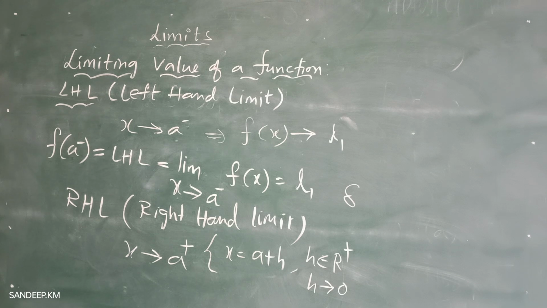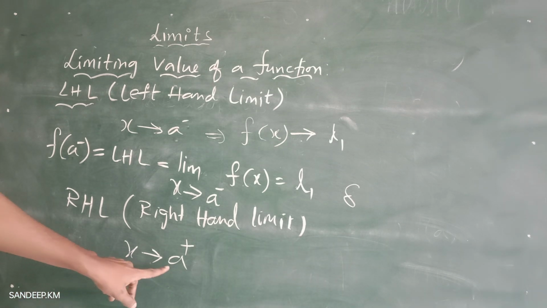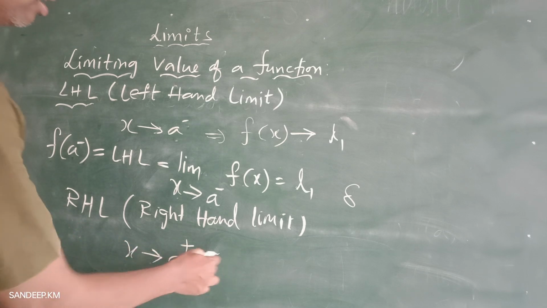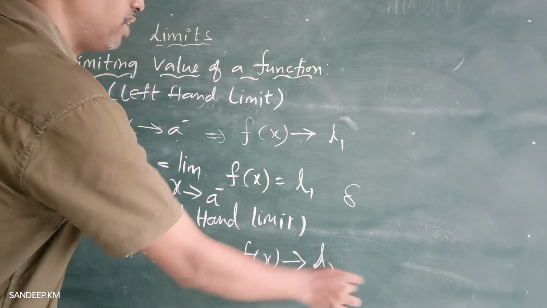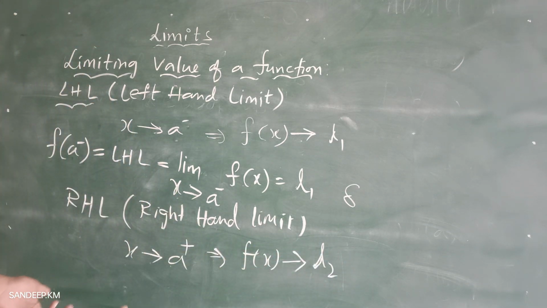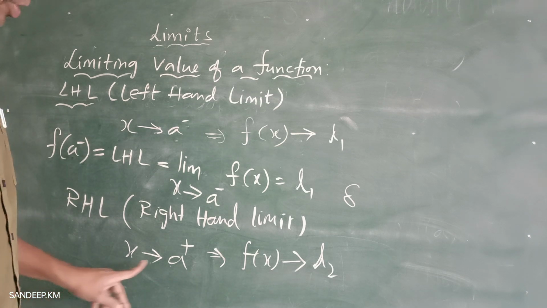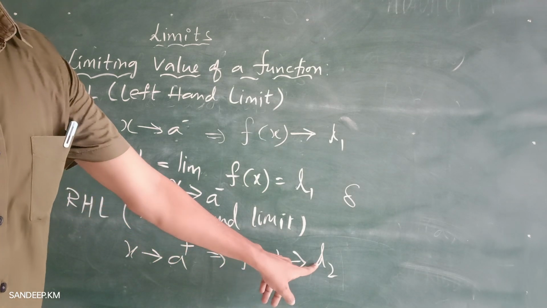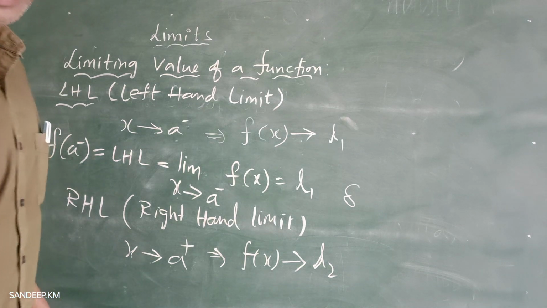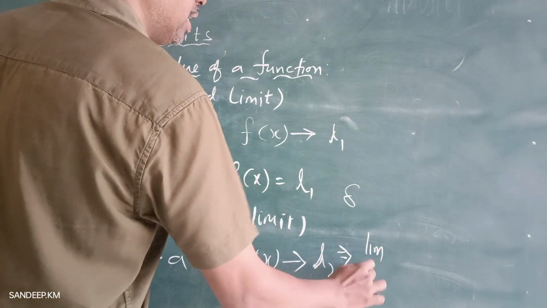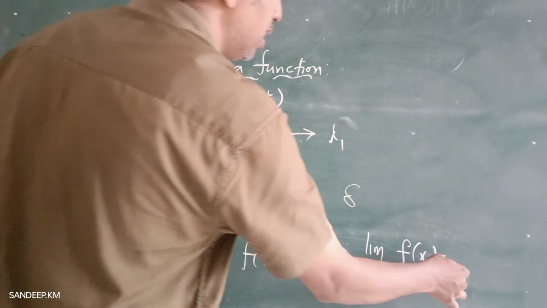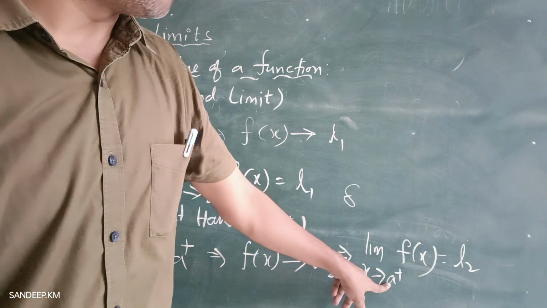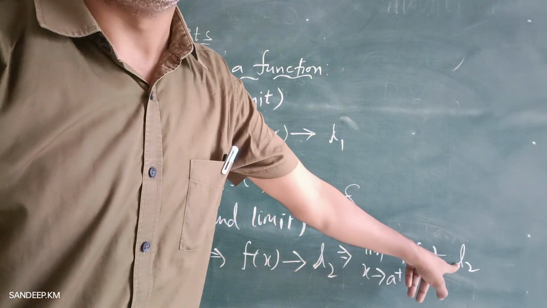Let us see what is right hand limit. When x is approaching a from the right side, then the function f of x also approaches some number. Let that number be L2, where L2 is also a real number. It can be positive, it can be negative, it can be 0, it can be plus infinity, it can be minus infinity, whatever it is. So when x approaches a plus, f of x also approaches L2. We write this mathematically as limit x approaches a plus f of x, which is equal to L2. So when x is approaching a from the right side, the value of f of x is L2.